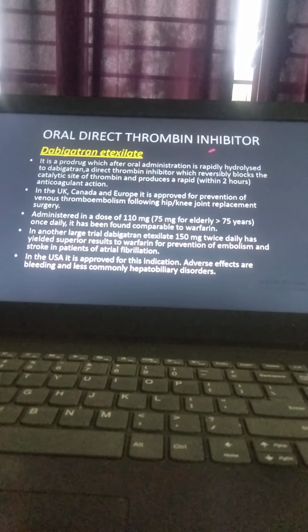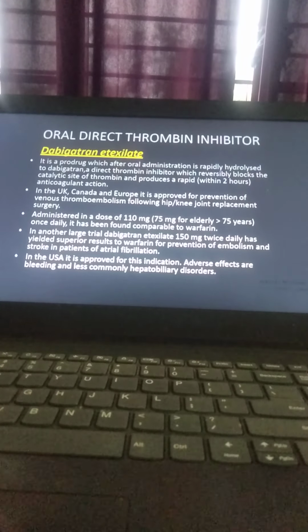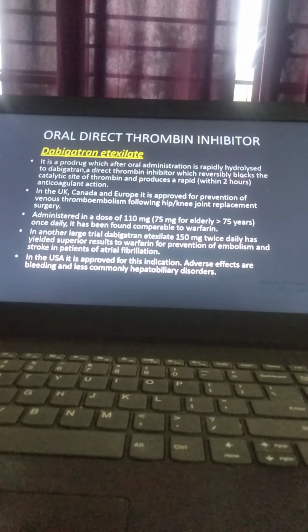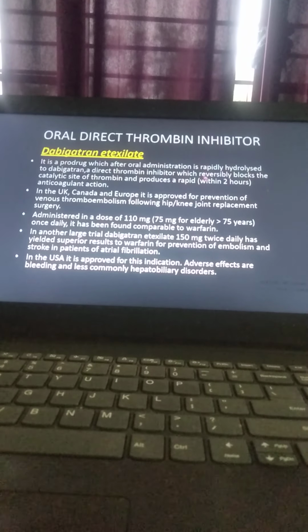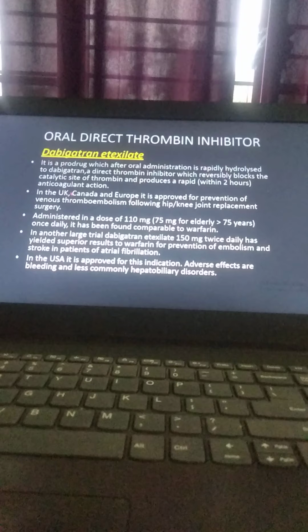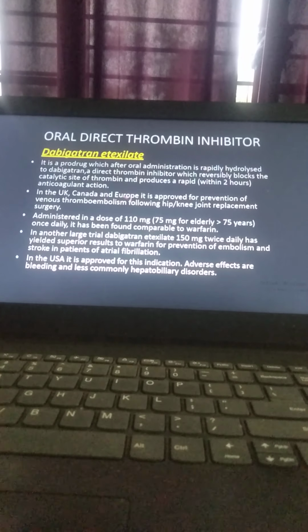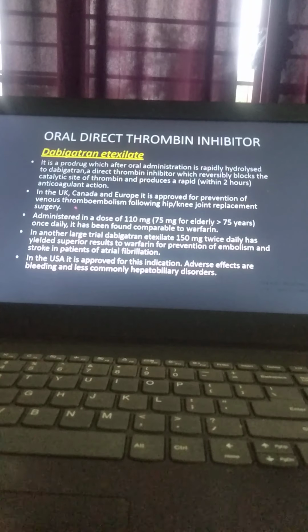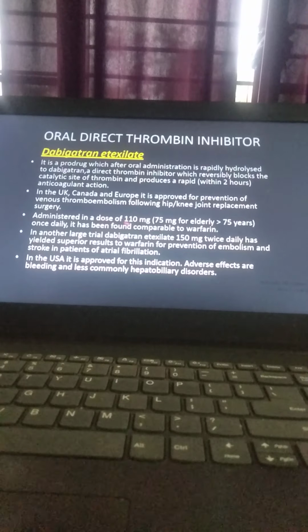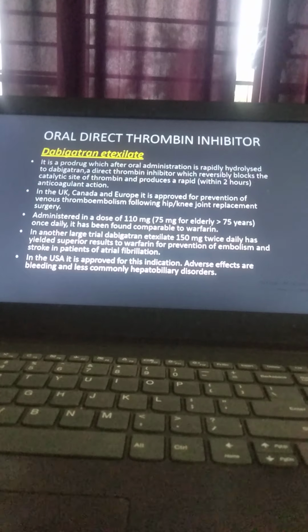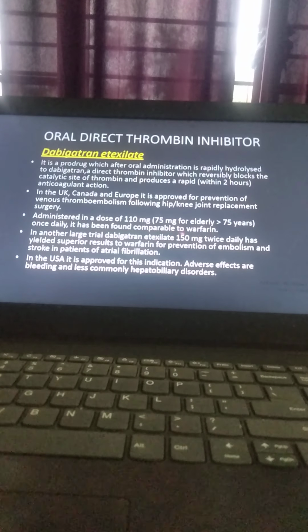Now, oral direct thrombin inhibitors. We have dabigatran etexilate. It is a prodrug which after oral administration is rapidly hydrolyzed to dabigatran, a direct thrombin inhibitor, which reversibly blocks the catalytic site of thrombin and produces a rapid anticoagulant action within 2 hours. In the UK, Canada, and Europe, it is approved for the prevention of venous thromboembolism following hip and knee replacement surgery. Administered in a dose of 110 mg, and 75 mg for elderly patients more than 75 years, once daily, it has been found comparable to warfarin.